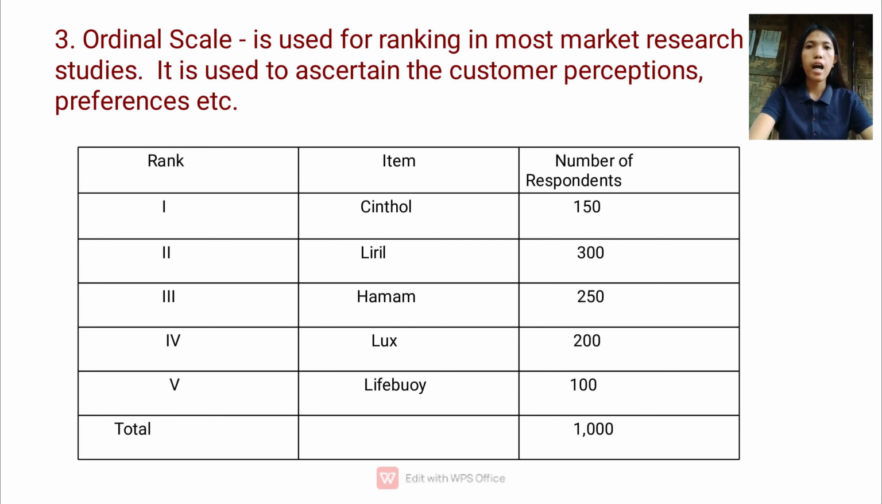Rank number 3, the item is Hamam, and the number of respondents is 250. Rank number 4, Lux, with 200 respondents. Rank number 5, Life Buoy, with 100 respondents. The total number of respondents is 1,000.